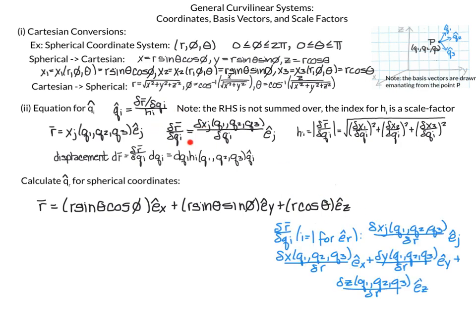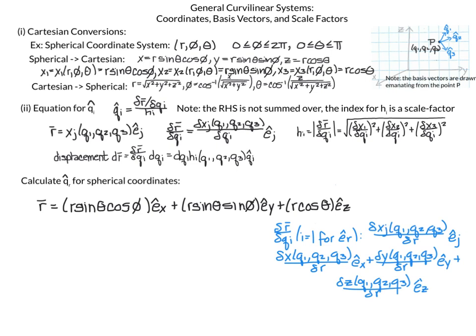Next, we need dr dq sub i. For the basis vector e to the r, i is equal to 1, because that will give us our first coordinate here. So for dr dq_i, we're going to set i equal to 1 because we're looking at the r basis vector, which is the first coordinate in our spherical coordinates. So our formula here is dx sub j, q1, q2, q3, dr, e sub j, and I just got that from here.